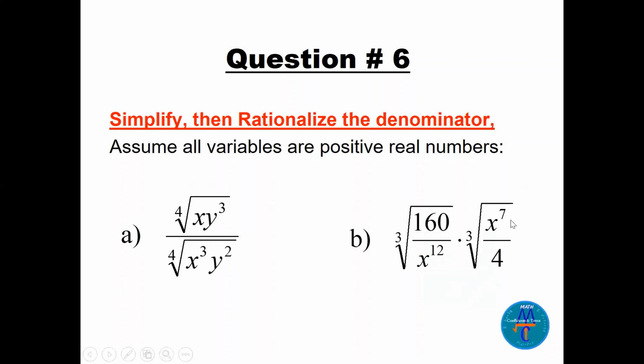Now please check the second one, cube root here, and there's multiplication: cube root of 160 over x to the power 12 times cube root of x to the power 7 divided by 4. This is division, this is multiplication. This is 4th root, this is cube root. Remember, we have to simplify, then rationalize. And there is a condition here: all the numbers are positive real numbers, so you don't have to put absolute value, because all of them are positive. Please check this number in the answer here, question number 6, B part. Now let's continue.